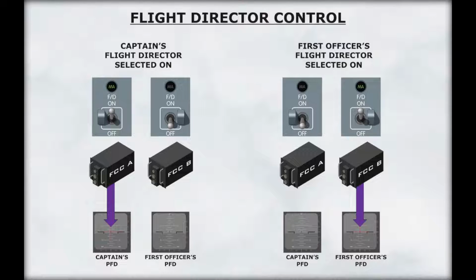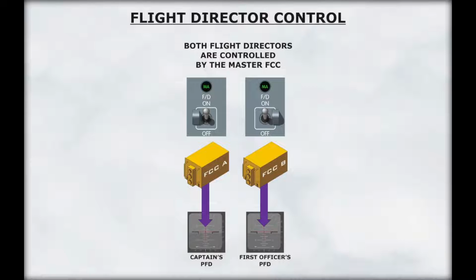FCC-A drives the captain's command bars. FCC-B drives the first officer's command bars. When both flight directors are on, both flight directors are controlled by the master FCC. The master FCC is determined by the following logic.